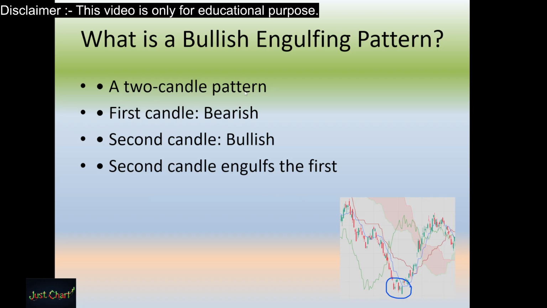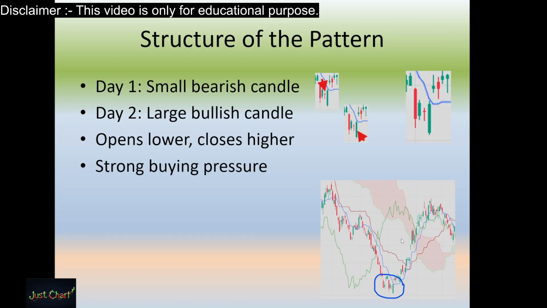A two candle pattern. The first candle is bearish, so this is the red candle, and the second candle is the bullish one. The second candle engulfs the first, so here you can see the red candle is engulfed by this green candle. The whole body is covered. The second candle opens lower and closes higher.